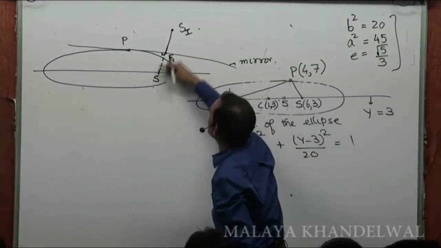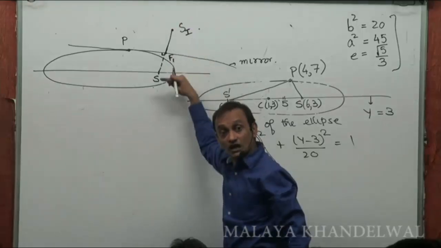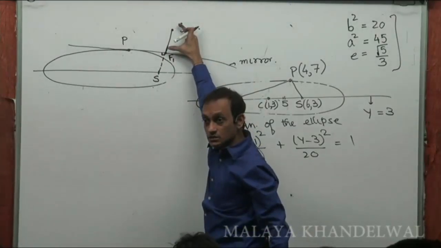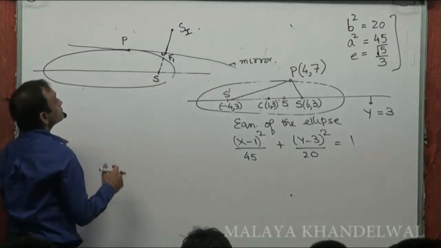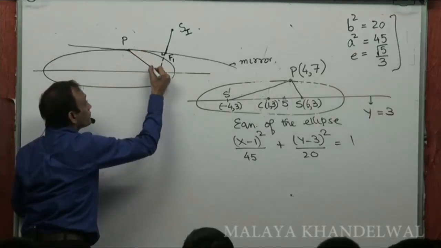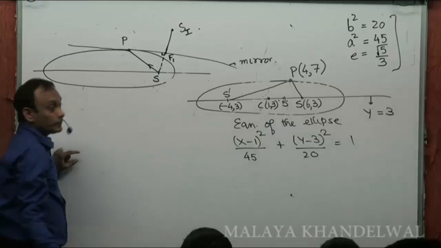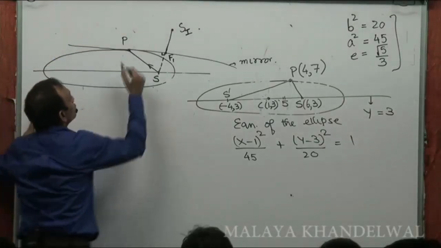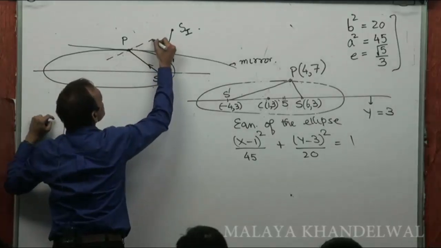That means F1 must be the midpoint of SSI. SI is the image of S. Plane mirror, object distance is image distance. Right? Now, that means if this is an incident ray starting from S and hitting the mirror at P, then after reflection it must look like coming from the image? Yes or no? After reflection it must look like coming from the image SI?